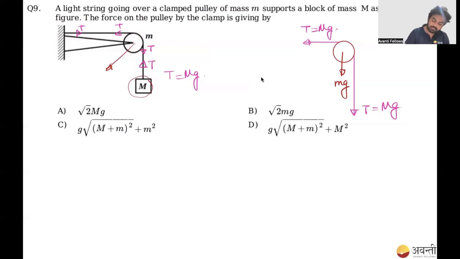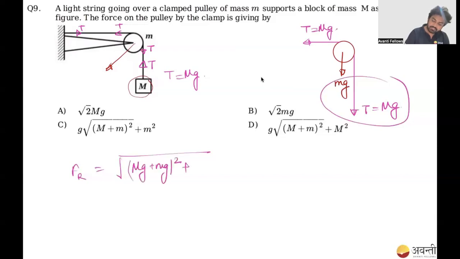Resultant force, or I can write Fr, is equal to under root of, so total downward force is capital Mg plus small mg, the whole square, plus this force, that is Mg square. So from here we can take g common. So what will be left inside? Under root of (M plus m) whole square plus M square.